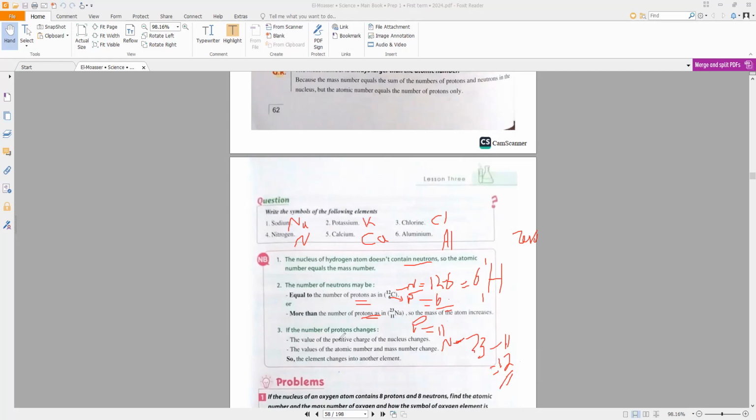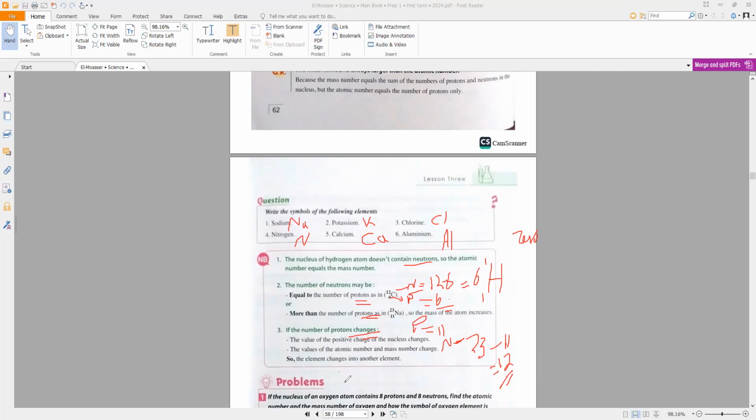So if the number of protons changes, what will happen? The value of positive charge will change. Why? Because the proton is positively charged. The proton number is the atomic number, so the atomic number will change, and the mass number will change. Why? Because the mass number equals protons plus neutrons. So if the number of protons changes, the positive charge will change, the atomic number will change, and the mass number will change.